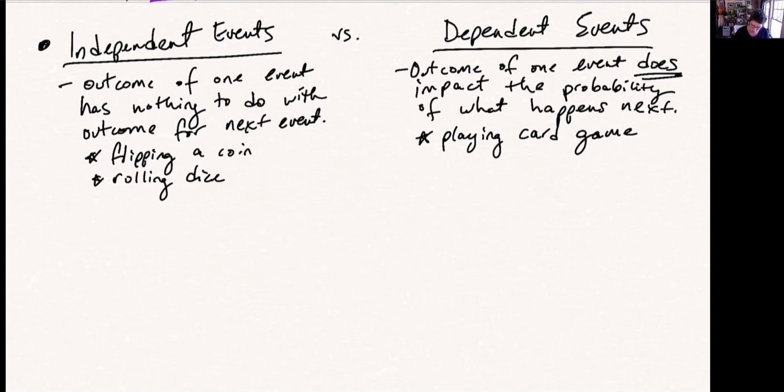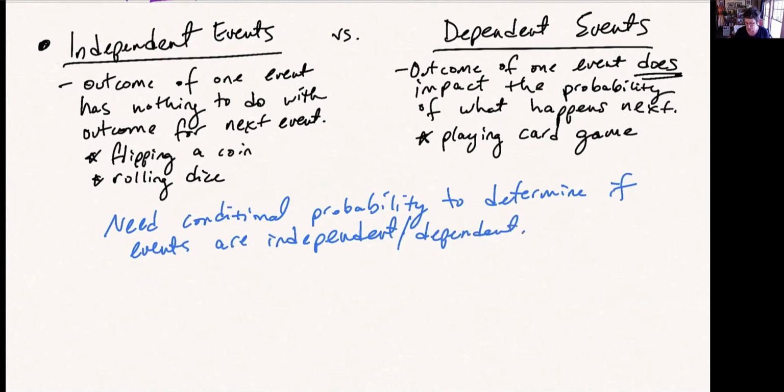Okay, and in order to verify if something is independent or dependent, we need a conditional probability. And the conditional probability is in lesson 11. So with that, let's go on to lesson 11.